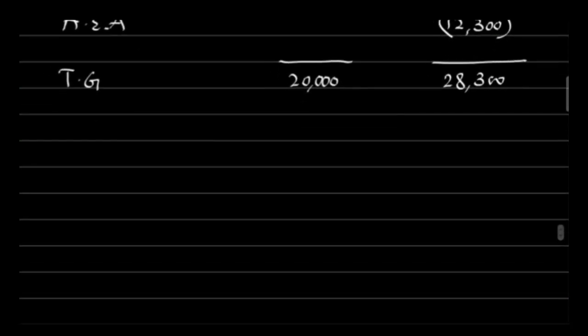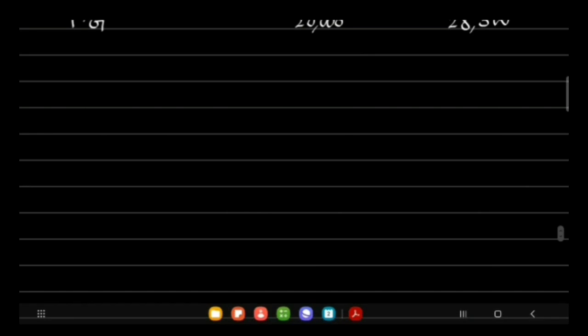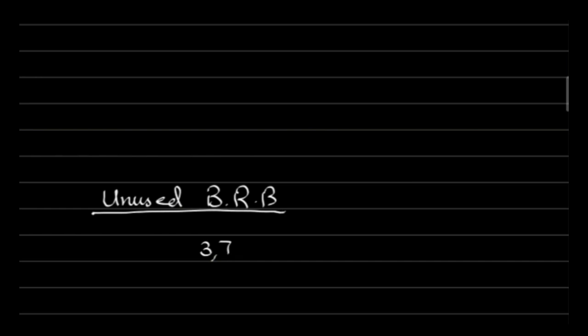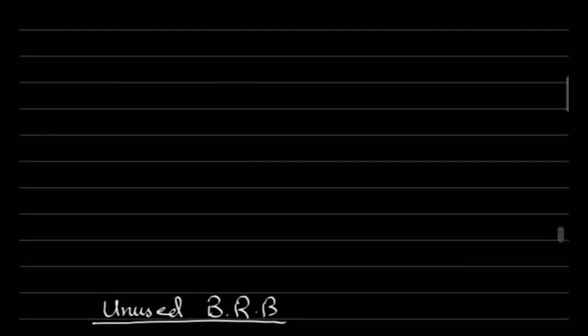Before calculating the tax liability, we need to consider the unused basic rate band. Here in this question, we have been told that Jane's taxable income is 28,700. So we need to calculate the unused basic rate band. The basic rate band is 37,700, and the taxable income of that person is 28,700. The difference of 9,000 is the unused basic rate band.